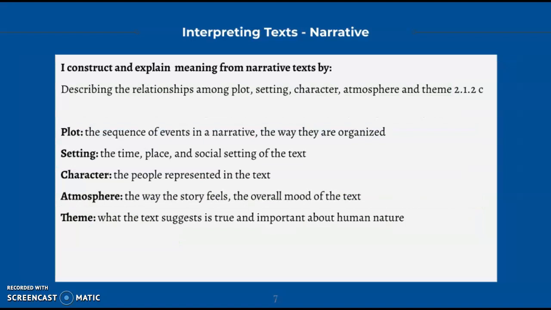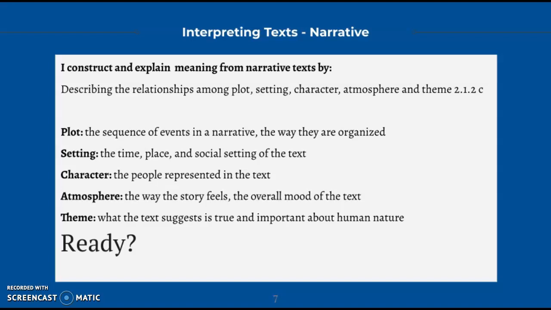So the first one, this is a big one. I can construct and explain meaning from narrative texts by describing the relationships among plot, setting, character, atmosphere, and theme. Pause the video here to quickly go over these brief definitions of those words. Okay, hopefully you did that. If you're ready, we're going to try this with an example.